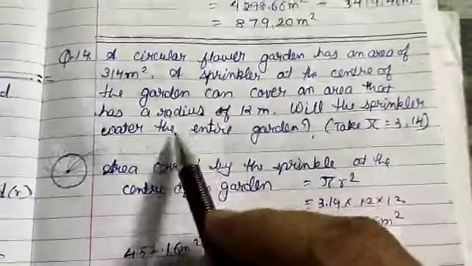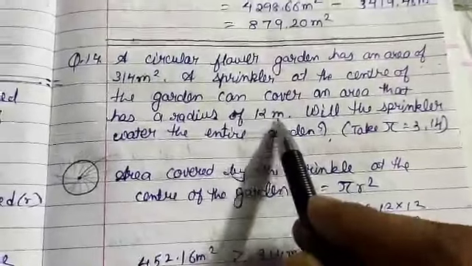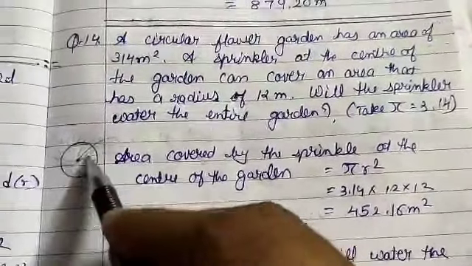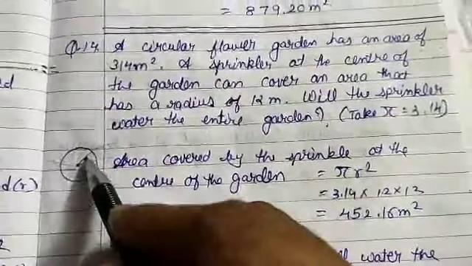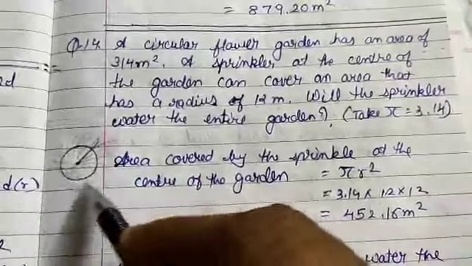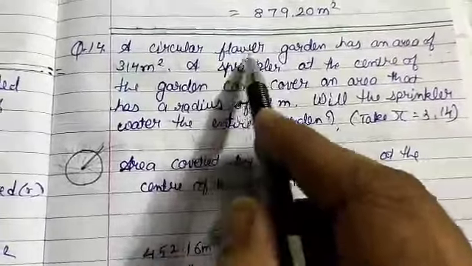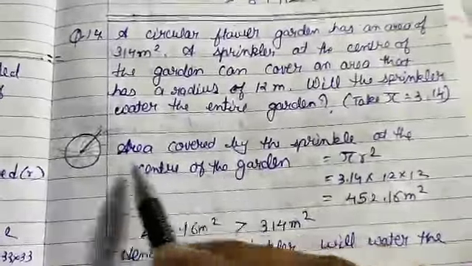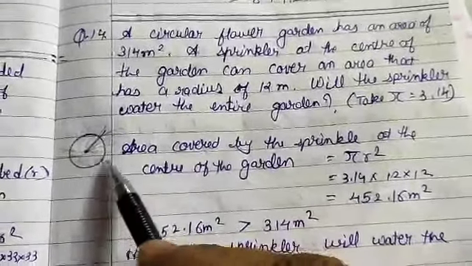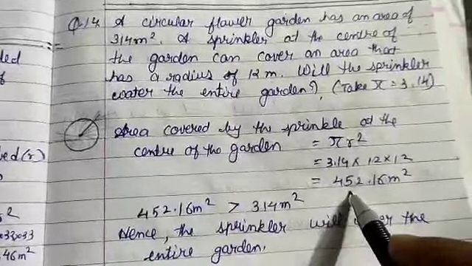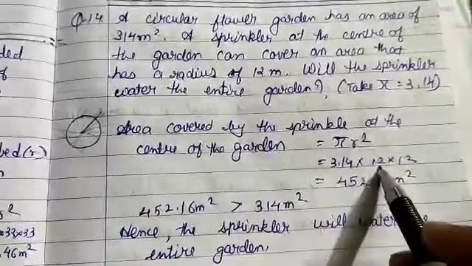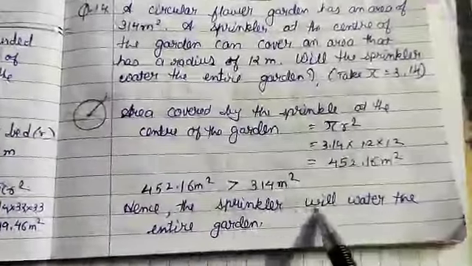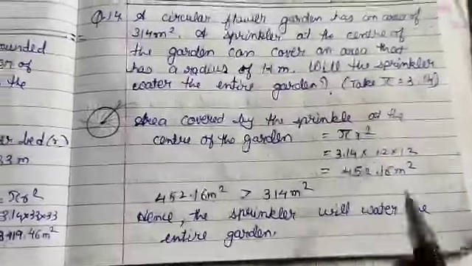Means with radius 12 meter, it covers an area of 452.16 meter square. Means at a radius of 12 it covers more than the area of the flower garden. The area of the circular flower garden is just 314, and the area covered by the sprinkler is more than that. See here, whatever area we got with the radius value 12 meter, its area is more than the area of the flower garden. So we can say hence the sprinkler will water the entire garden.